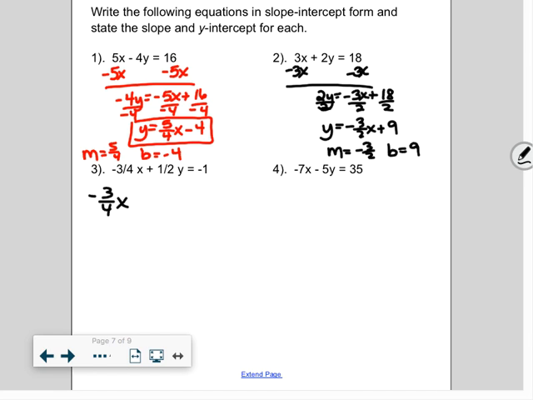I'm going to rewrite this because it's kind of crazy the way that one looks. So this is negative 3/4 x plus 1/2 y equals negative 1. All right, fractions are rough, okay? Fractions can be difficult to deal with. So guess what we're going to do? We're going to get rid of them. So if I look at the denominators, what is the one number that would clear both numbers? 4, okay? So I'm going to go through and I'm going to multiply by 4.